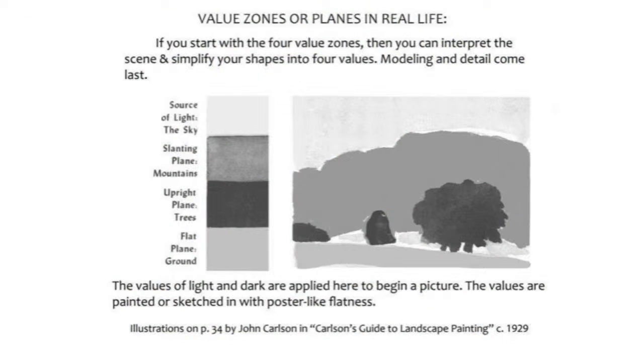All right. So when we talk about these value zones or planes, it helps that Carlson actually puts what it looks like in real life. And when you see it, it's like, oh yeah, that's a landscape painting. You have the dark silhouettes of the things that are upright. You have the slanted hill in the background. You have the ground that's lightest, and then the sky is where the light's coming from. So it's the lightest place.